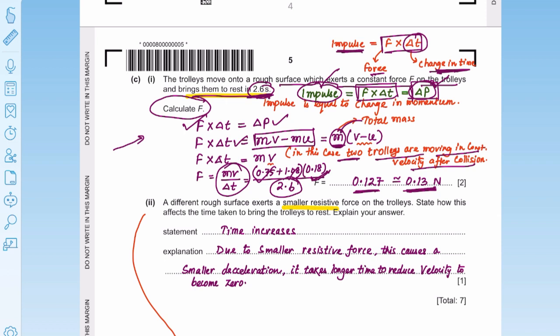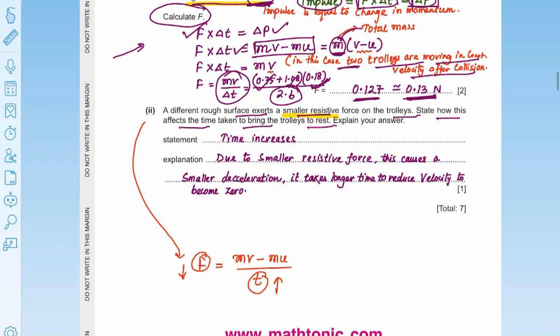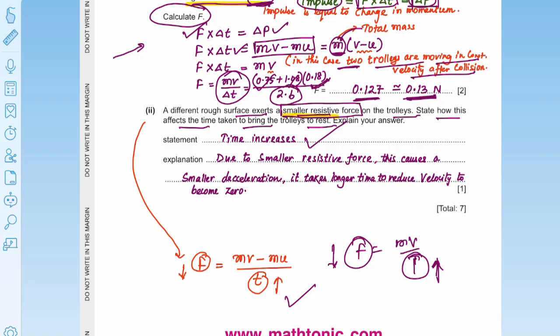Got it? The question comes: a different rough surface exerts a smaller resistive force on the trolleys; state how this affects the time taken to bring the trolleys to rest. Very simple. I told you already that F equals change in momentum over T, right? Now F is inversely proportional to time. If force decreases, time increases. So obviously, when you are putting a small resistive force, that means you are decreasing the force, so time will increase. The statement I have written: time increases.